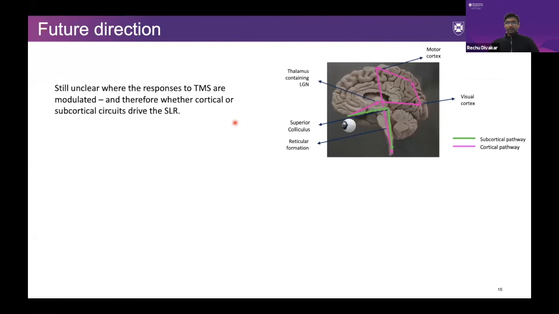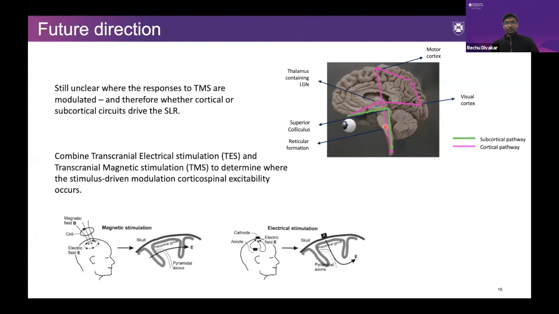Now, we saw that the target appearance influences the corticospinal tract as early as 70 milliseconds after the target onset. However, it is still unclear where this modulation occurs. It could occur at a cortical level, or it could occur somewhere at the subcortical level. So in our next experiment, we intend to address this question by comparing modulation of responses to transcranial electrical stimulation and transcranial magnetic stimulation. And this should provide evidence about the contributions of cortical and subcortical structures in generating these extremely short latency visuomotor responses.